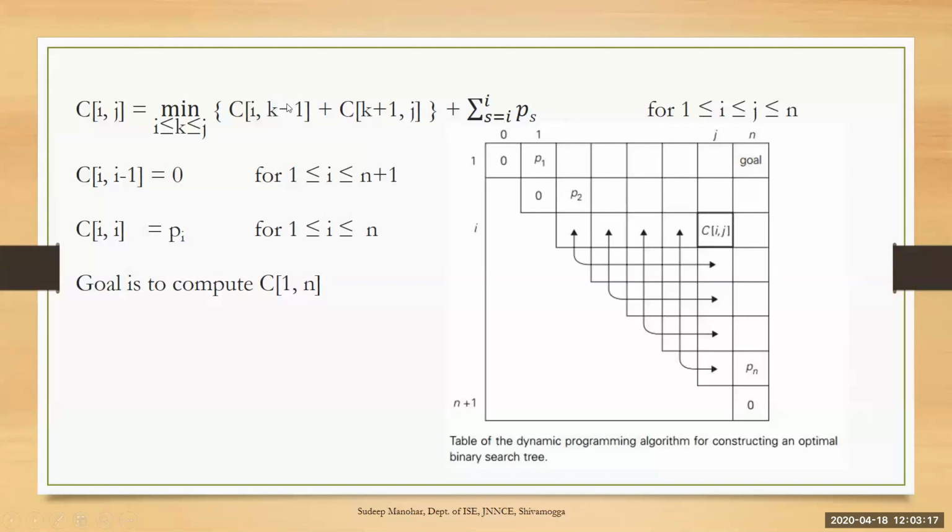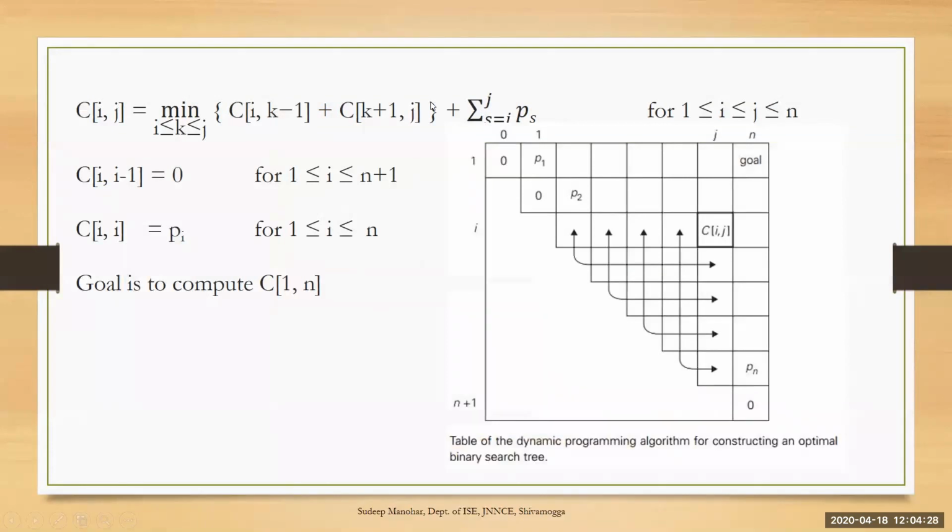Now what is this k? What values does k get? Look at this. K is greater than or equal to i and less than or equal to j. For example, if i and j are 2 and 3, i is 2, j is 3, what values does k get? K gets the values of 2 as well as 3. Both. So once you have to apply k equal to 2, once you have to apply k equal to 3.